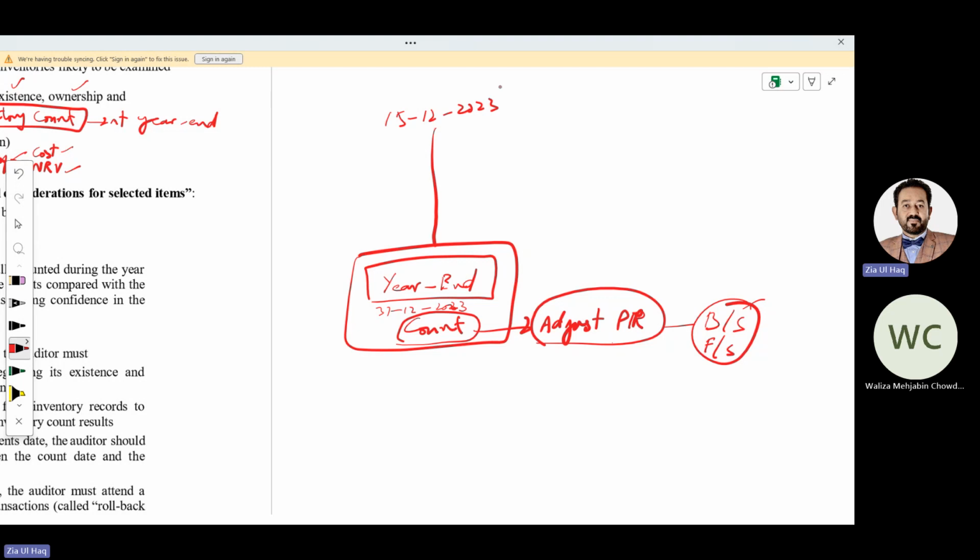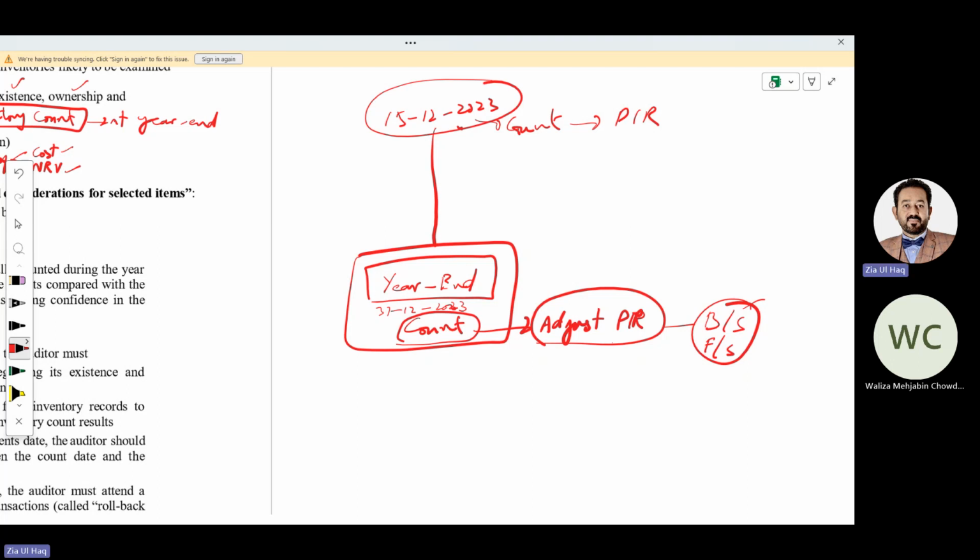What we will do at 15th December 2023, the inventory should be counted and against count, PIR must be updated. And we need to make sure the inventory movement from this count date to year end is completely and accurately recorded. This means the balance from PIR going into the balance sheet will be accurate.